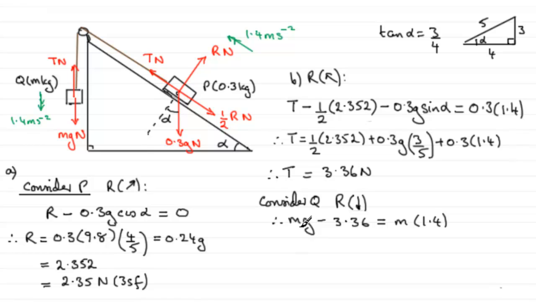Now if we take g as 9.8 and take this term 1.4m away from 9.8m, what we end up with is 8.4m. If we add 3.36 to both sides, we've got 3.36 there. Then divide both sides by 8.4, and you get m equals 3.36 divided by 8.4, and that turns out to be exactly 0.4. Okay, so hopefully that shows you then how to get m.